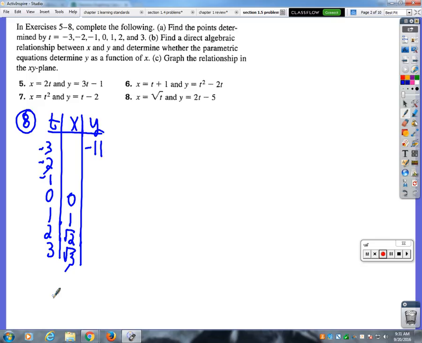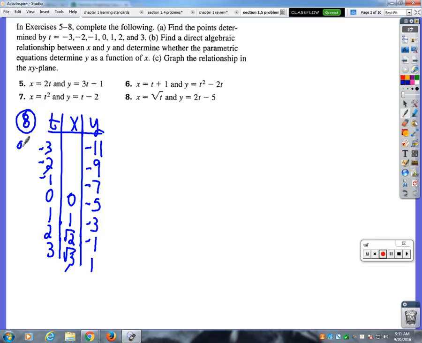If I plug in -2, I get -9, and then you should know already, since there's a 2 in front of the t, that means the slope is 2, so each one of these is going to go up by 2. So -7, -5, -3, -1, and 1. Okay? So that's the first part, is just make the table.